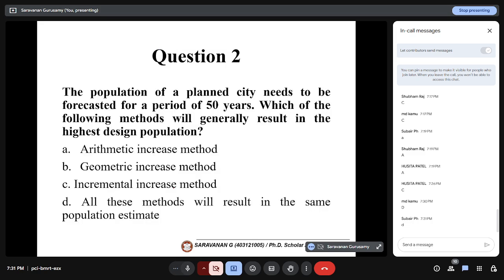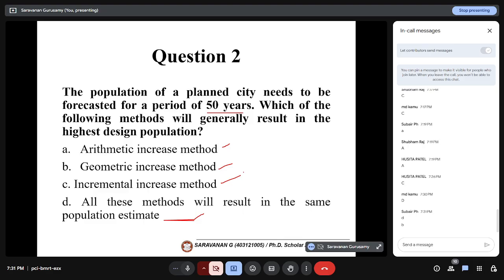Yeah. So the second question is the population of a planned city need to be forecasted for 50 years. Okay. So you need to calculate for 50 years. Which of the following method will generally result in highest design population? You can calculate by using arithmetic, geometric, incremental, or any method. Which method will give you highest value? Because arithmetic will give you an underestimate value. Incremental, I think. No, geometric will give you overestimated. Incremental will give you the optimum value in between these two.